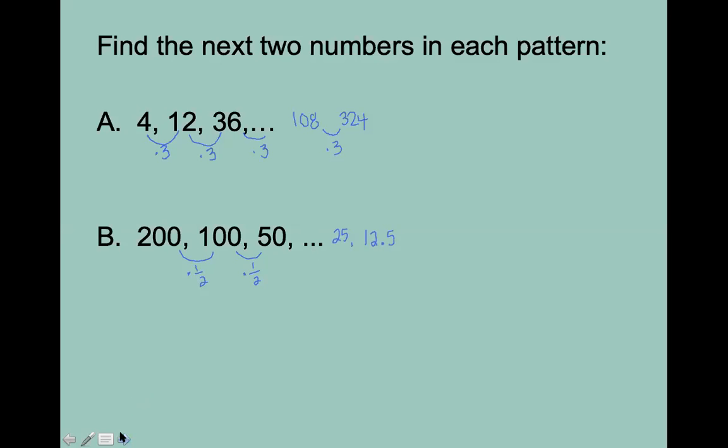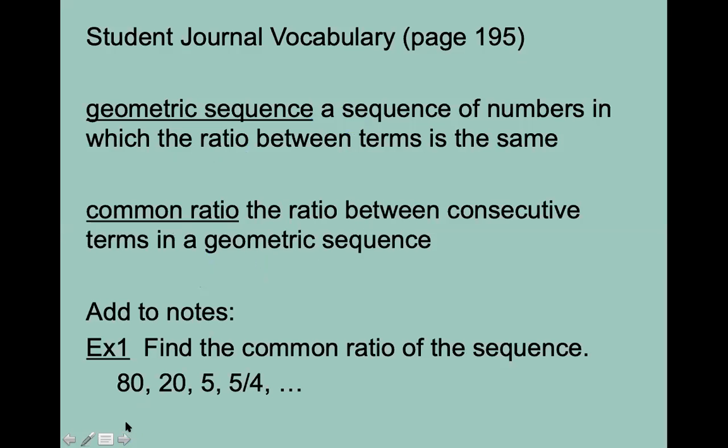All right, let's look at our next slide. So you have some vocabulary, it looks like, to write down on page 195 in your journal. Geometric sequence, common ratio, and an example to add to your notes on page 195. So pause the video, write down these definitions, and copy that example into your notes on page 195.